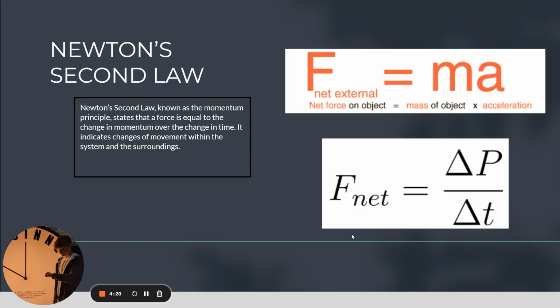reaches it. So Newton's second law is the primary physical principle at play here, saying that force equals mass times acceleration. It is known as the momentum principle, and a force is equal to the change in momentum over the change in time.